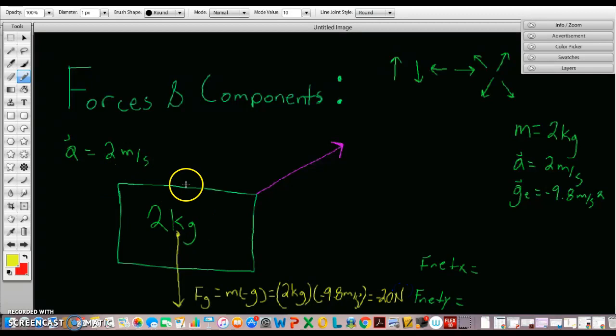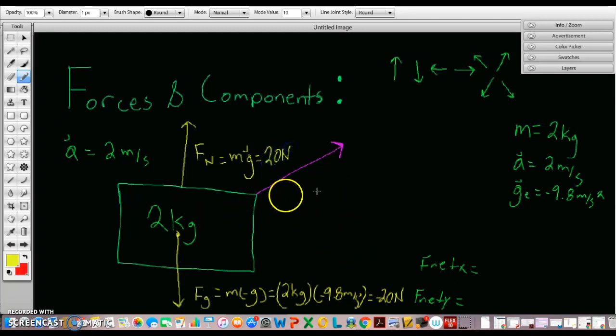We know that there is a normal force that is pushing the block up, F normal, and that is going to be the mass times the gravitational constant, which is also similar to the weight, but it's positive. So this is going to be the opposite of what the weight was, which is positive 20 newtons.